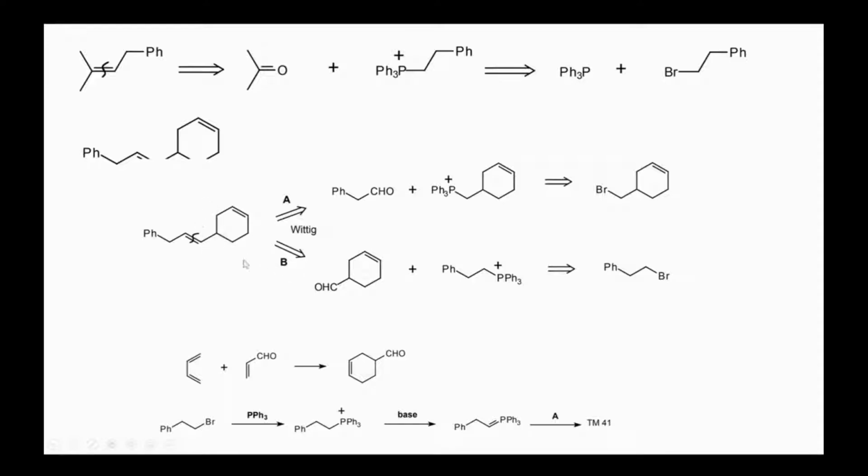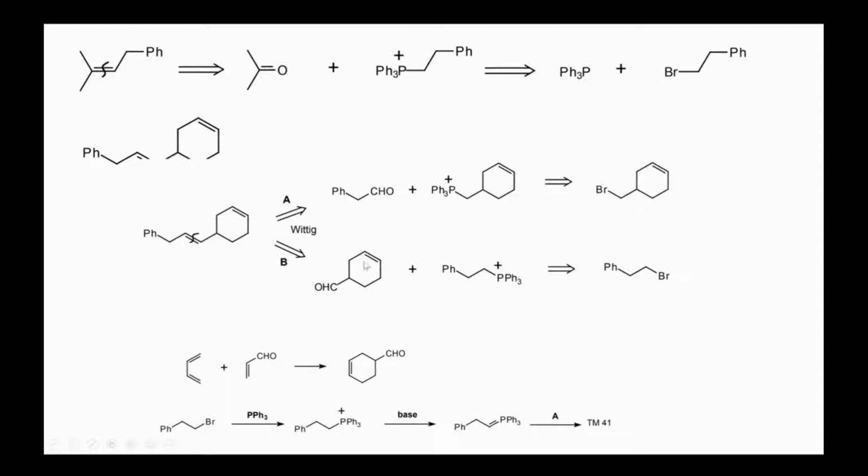So you disconnect via route B, you will get this compound, and you will get this ylide, not ylide but phosphorus containing positive charge, that can be used to generate ylide, and the ylide can act as a nucleophile to take on the aldehyde. And this is your simple starting compound.